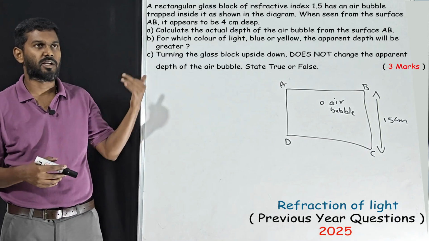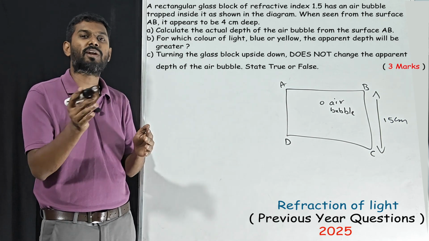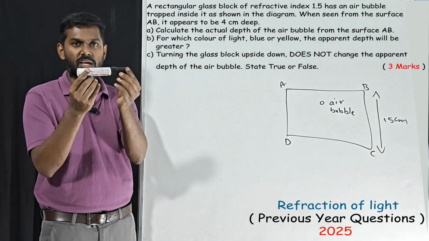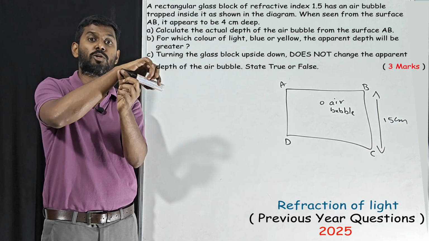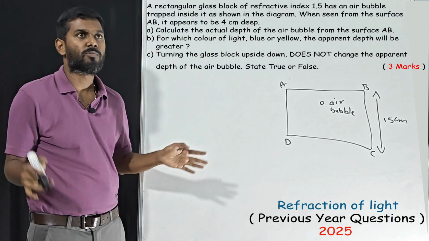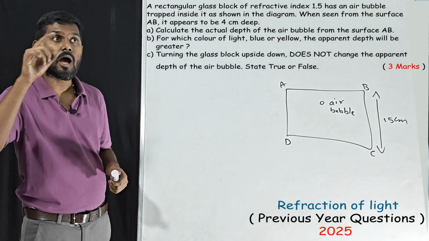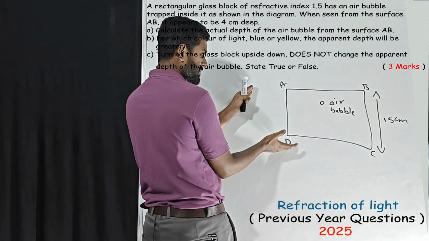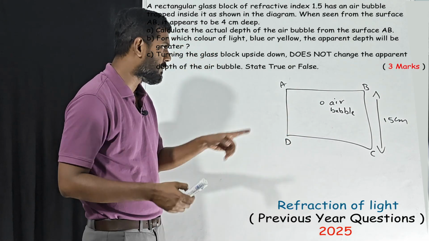We have one more sub question, that is part C, turning the glass block upside down. First you need to understand what is upside down. Turning it upside down means flipping it 180 degrees. See, this is 90 degree and 180 degree. Flipping two times, 90 and 180. So completely upside down. Okay, they are giving one statement: does not change the apparent depth of the bubble. Listen, now this is the original position. Apparent depth, according to the question, is 4 mm, correct.